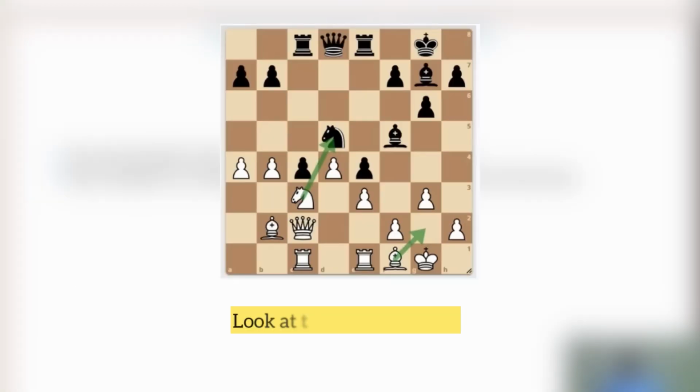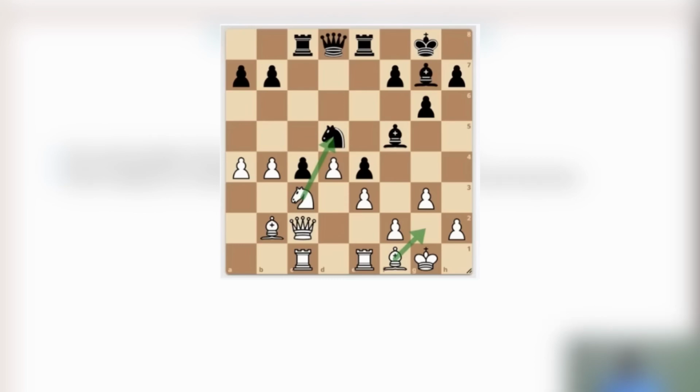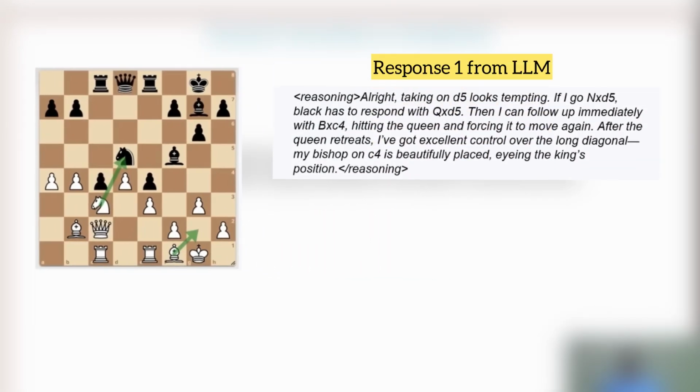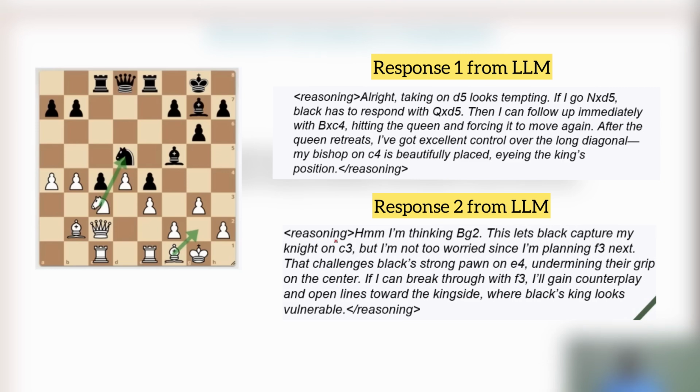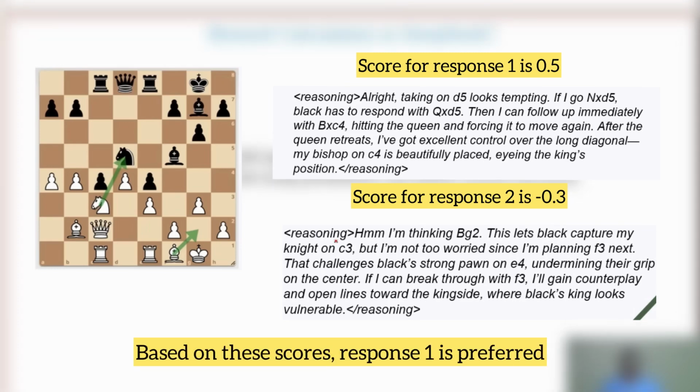Assume that we want to make a reasoning model for chess. Look at this chess position. We will generate multiple responses through an LLM. Response 1 from the LLM. Response 2 from the LLM. Score for response 1 is 0.5. Score for response 2 is minus 0.3. Based on these scores, response 1 is preferred.